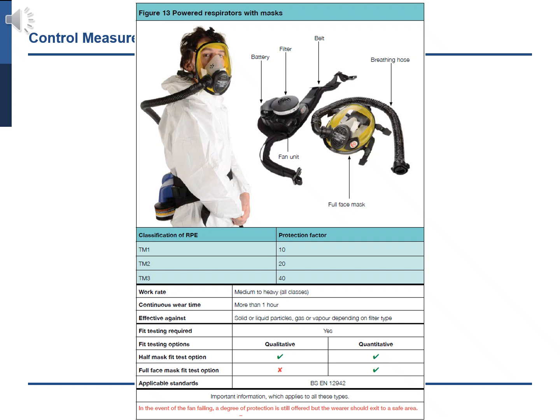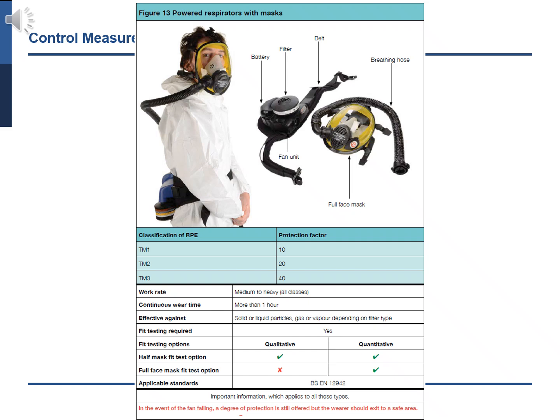Powered respirators with masks, usage guidelines. Classification and protection factor. TM1, protection factor of 10. TM2, protection factor of 20. TM3, protection factor of 40. Work rate, suitable for medium to heavy tasks. Continuous wear time, recommended for more than 1 hour.